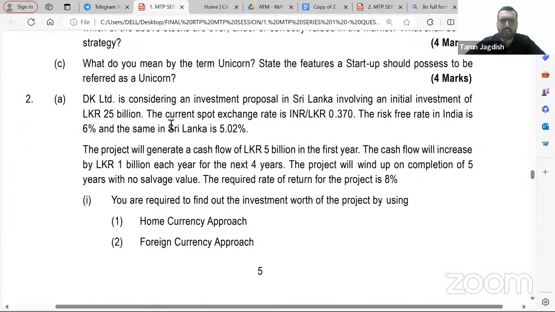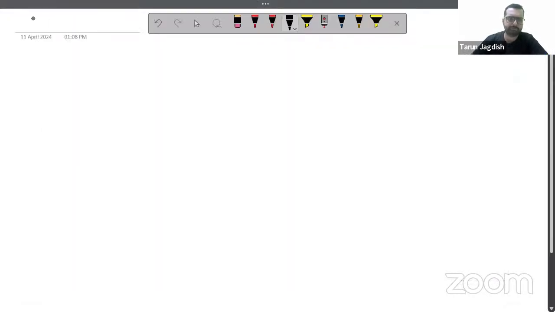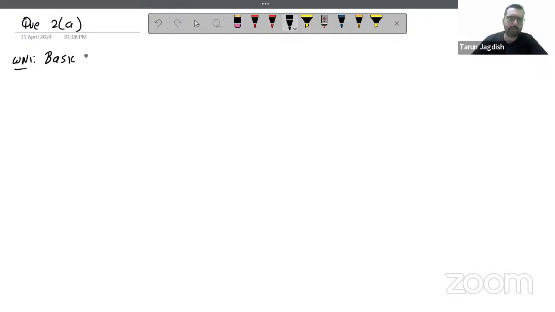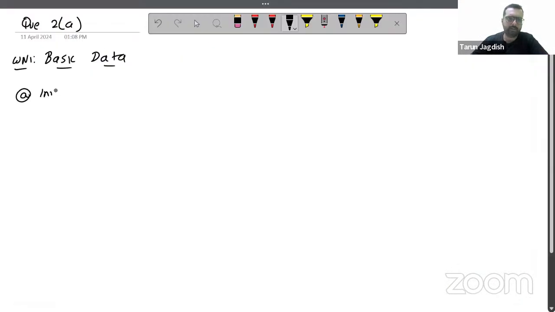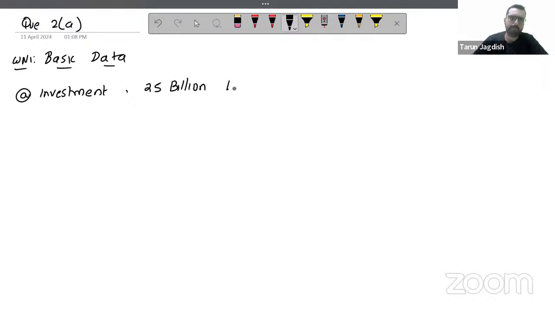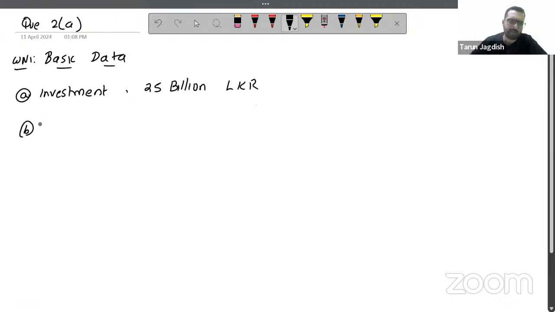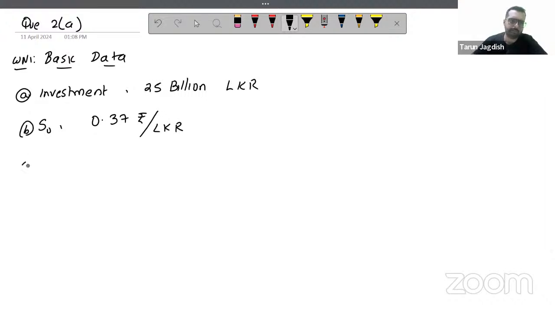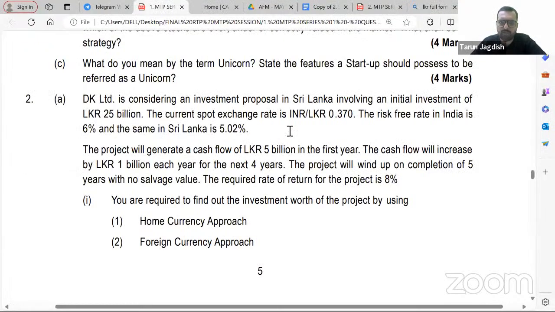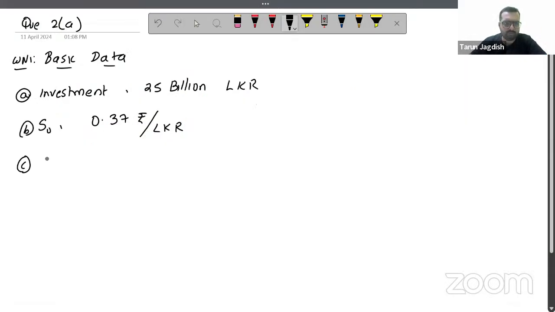So initial investment, I'll write down over here. Question number 2A. Working note number 1, basic data. Point number A, investment. That is 25 billion LKR. Am I right? Correct. And the spot rate S0 is 0.37 rupee per LKR. Next part. RF in India is 6%.